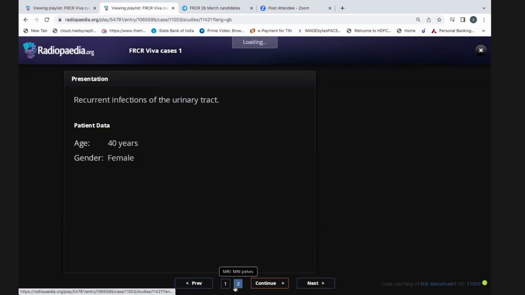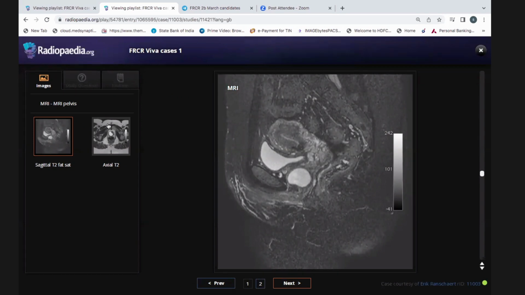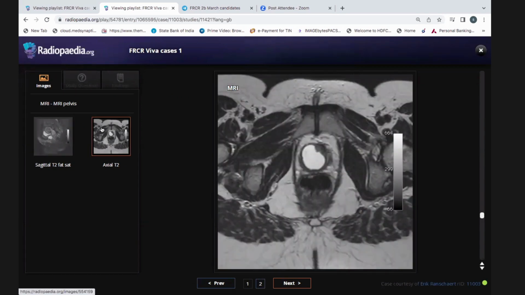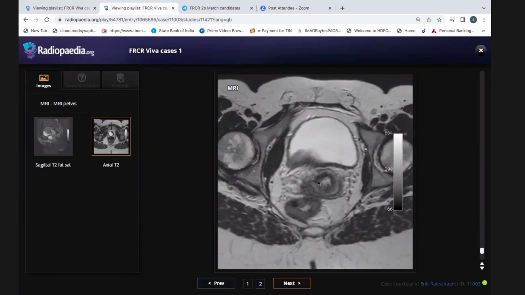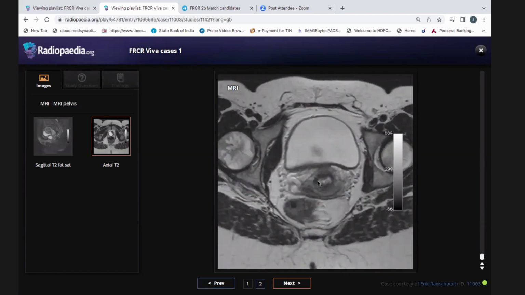Okay. 40-year-old patient who is having recurrent urinary tract infections. Dr. Swati, sorry to interrupt there, but this should be the last case, please. Yeah, thank you.